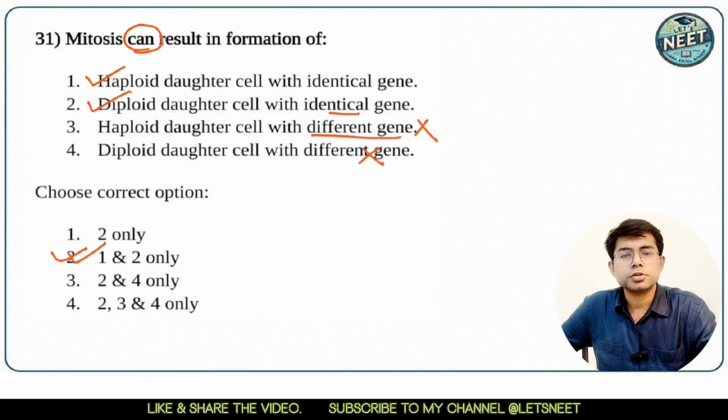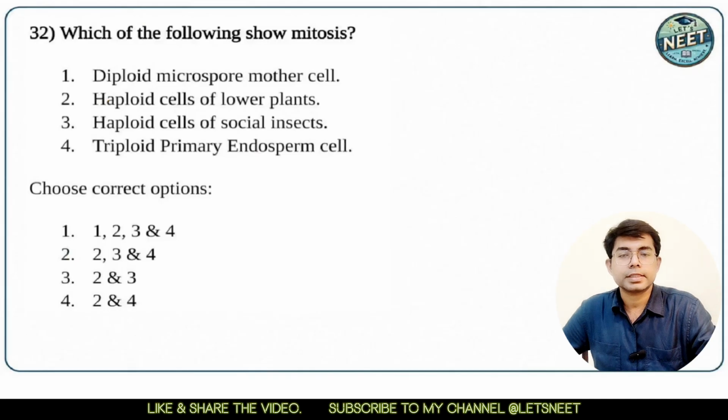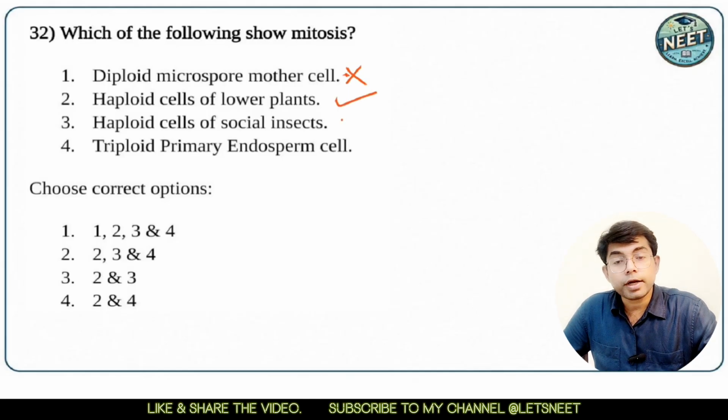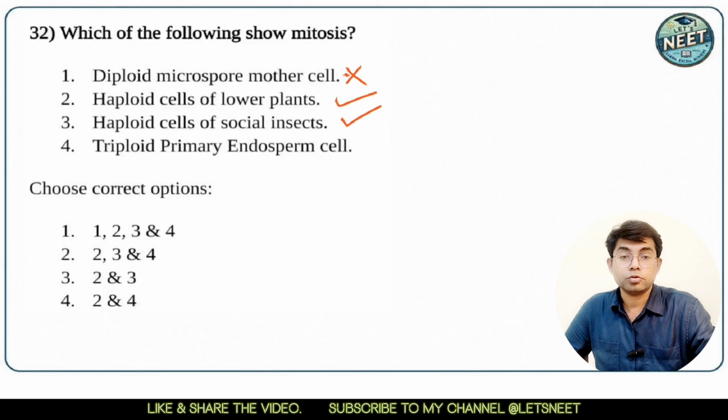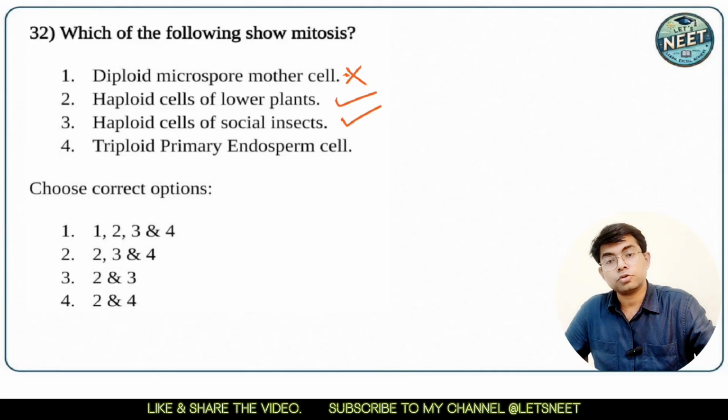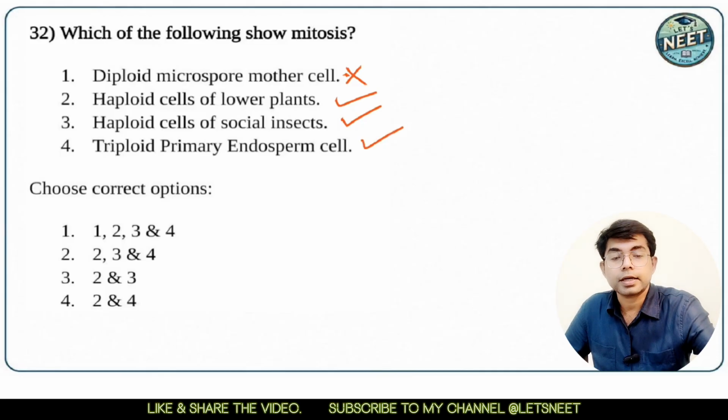Next, which of the following show mitosis? Diploid microspore mother cell. Diploid microspore mother cell shows meiosis. Haploid cell of lower plant. Yes. Haploid cell of social insect. Correct. Triploid primary endosperm cell. Do they show mitosis? Yes, they also show mitosis. So 2, 3 and 4 are correct here.